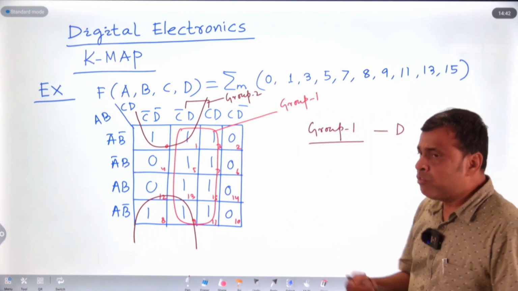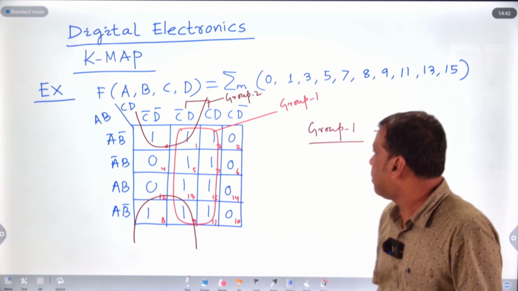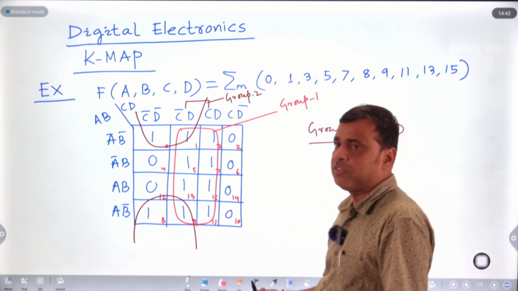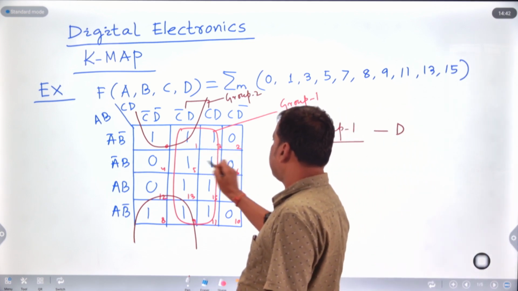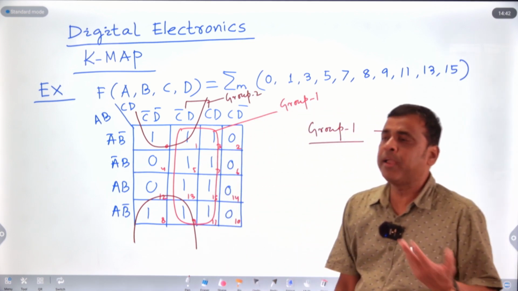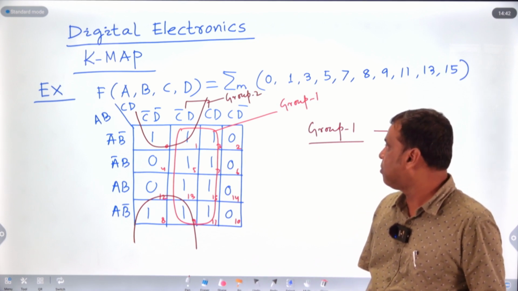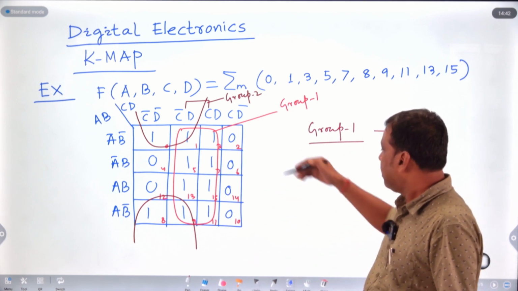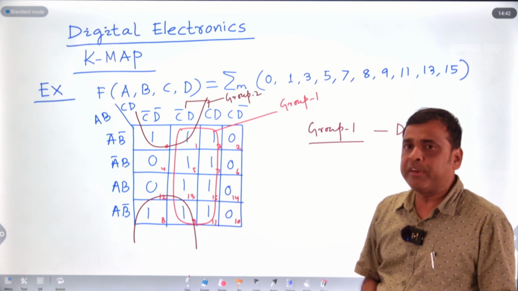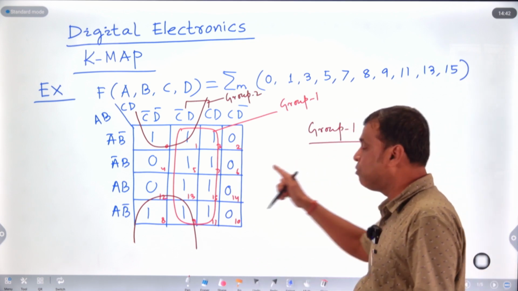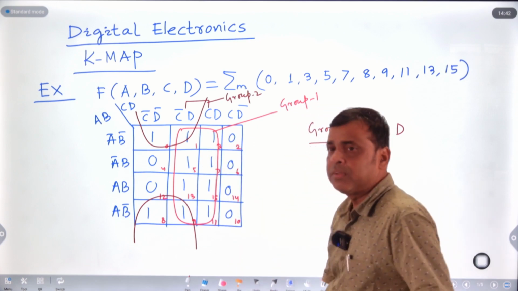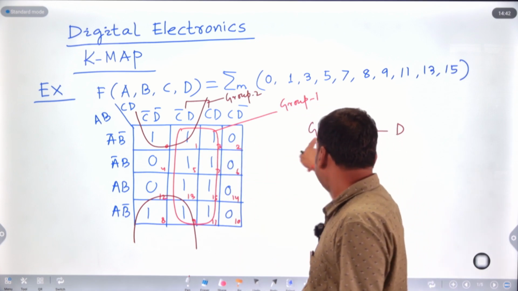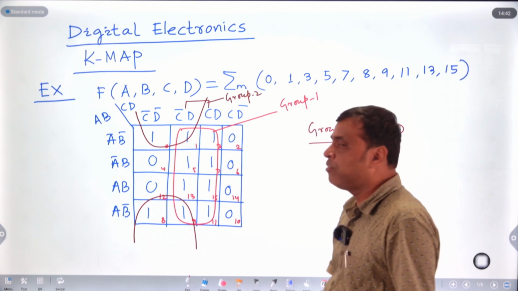In the usual method, if you apply the Boolean laws of Boolean algebra, adding this plus this plus this plus this, you will apply A plus A bar equals 1, A into A bar equals 0, like this. You will find D, but only after many steps. Using a K-map, you form a group and find D directly. So this group 1 gives you the value D.